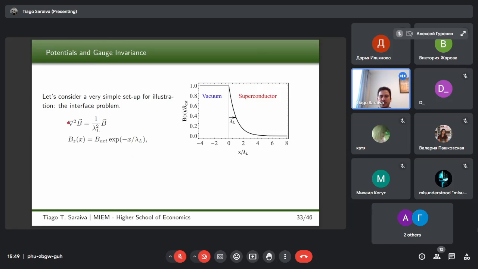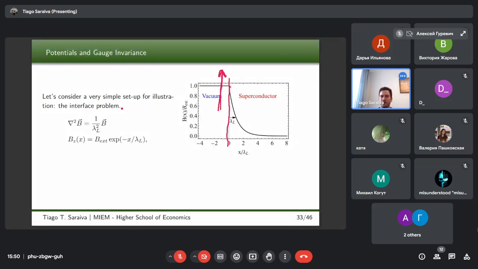Quickly, we have this equation: the Laplacian of B equals 1 over lambda squared times B. Let's set up a situation that looks like this. It's a semi-space, where half of the space is a superconductor and half of this space is a vacuum. And we put a magnetic field tangential to this plane. Let's say we put a magnetic field like this, a constant magnetic field. So outside in the vacuum, we will have a constant magnetic field.